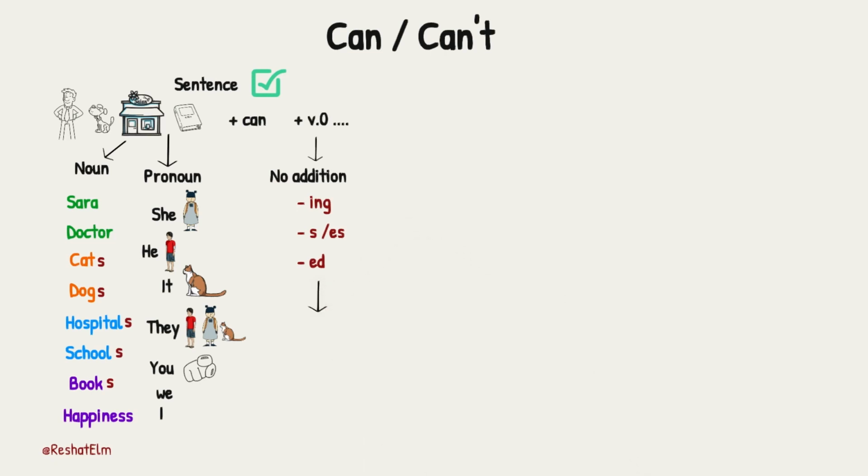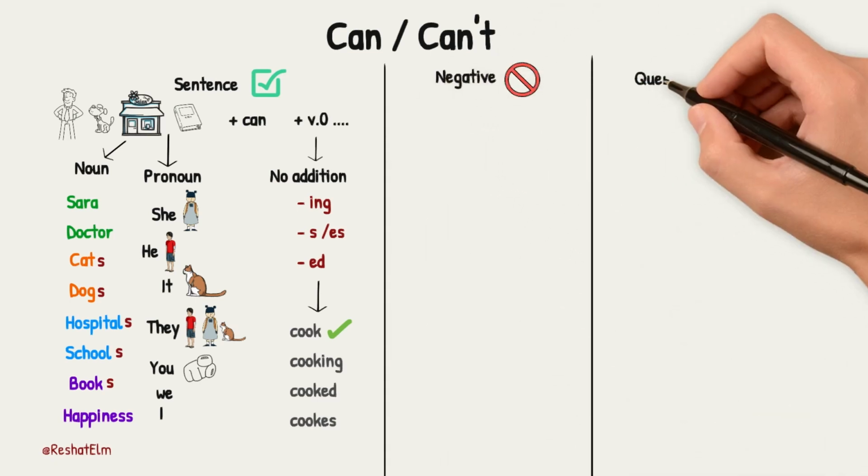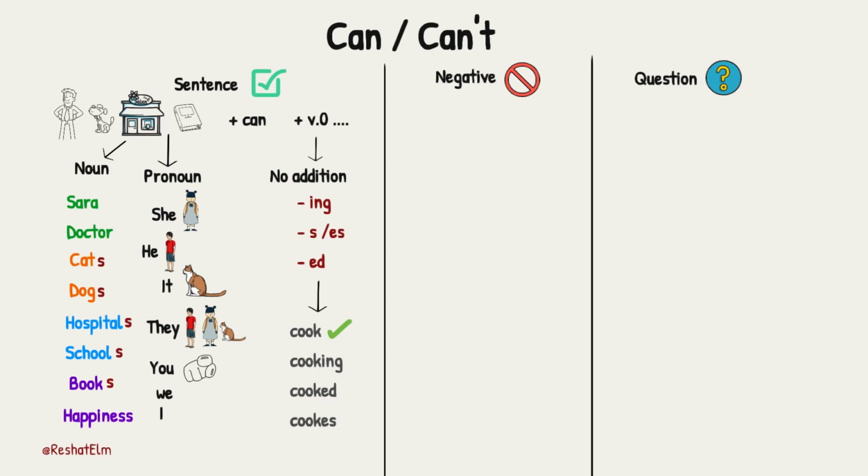For example, cook is the correct form of the verb. Cooking, it's not correct. Cooked, no. Cooks, no. So cooking, cooked, and cooks with additions, we cannot use them when we have can in the sentence.